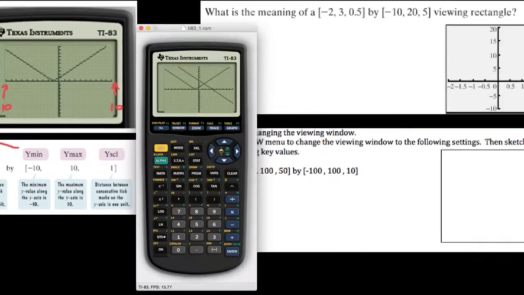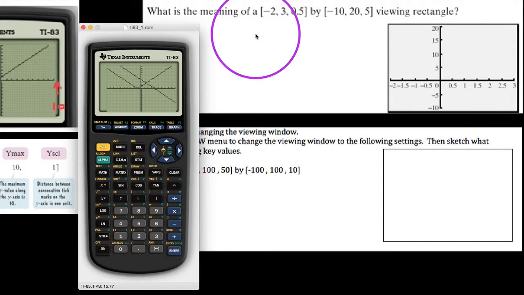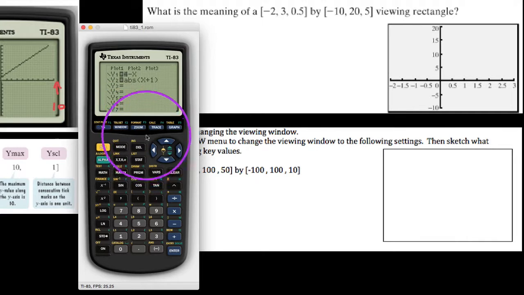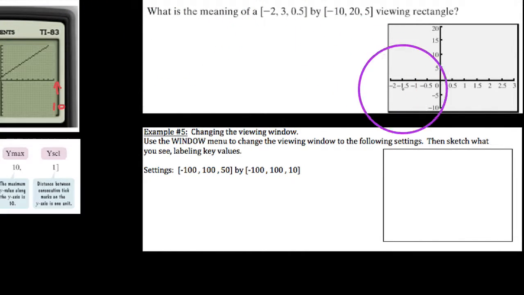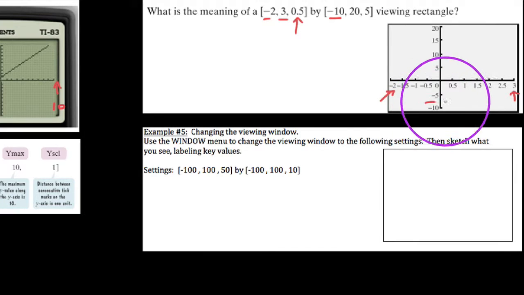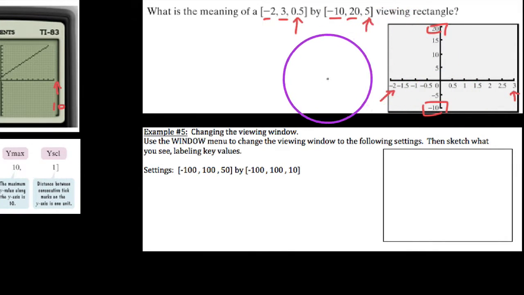Really quickly here, I asked this question up here: what's the meaning of negative 2, 3, a half, and negative 10, 20, a half? Essentially, in a window that would be negative 2, 3, a half, you'll notice that this window actually has numbers on it. They're not ever listed as far as I know, but it just means that we're starting at negative 2 and going to positive 3 on the x-axis, and we're going by increments of a half. Our scale is a half. You can see that here. And then likewise on the y-axis, we're starting down at negative 10, proceeding up to positive 20, and we happen to be going by 5. So that's what that would mean.